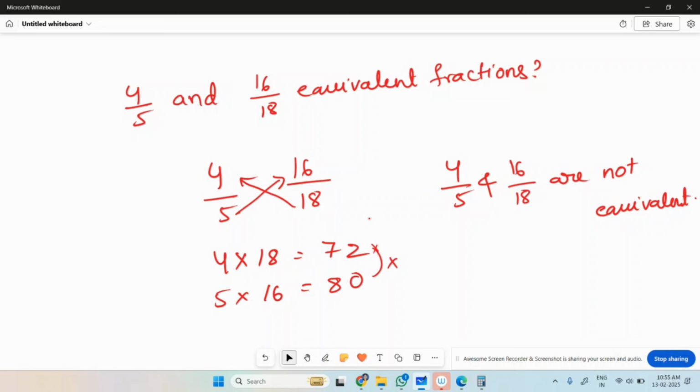Okay, I hope you understand how to find out whether two fractions are equivalent fractions or not. So far we have seen what equivalent fractions are, how to find two or more equivalent fractions for a given fraction, and how to check whether two fractions are equivalent or not.